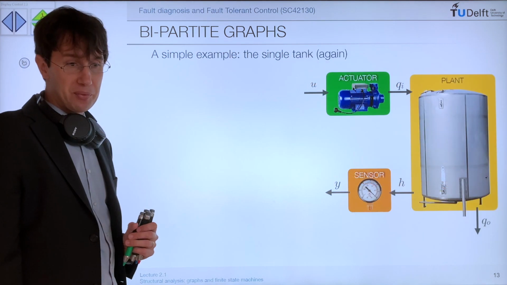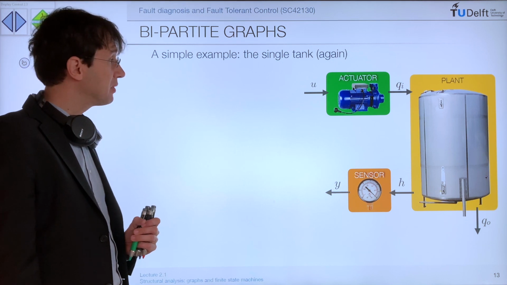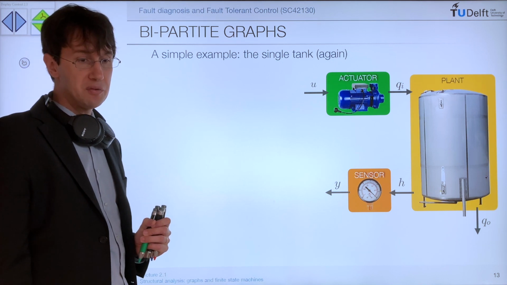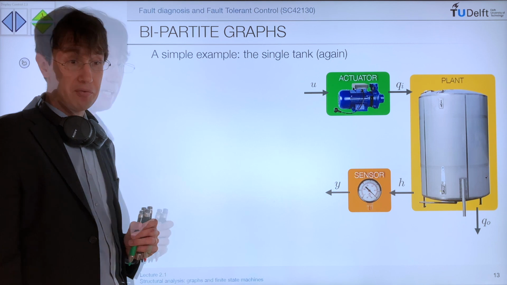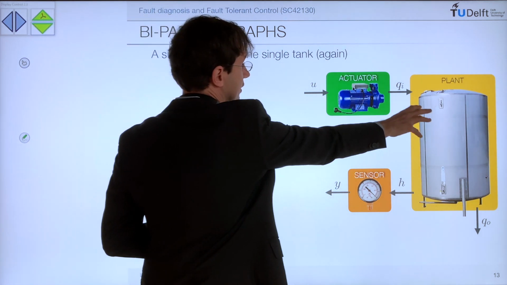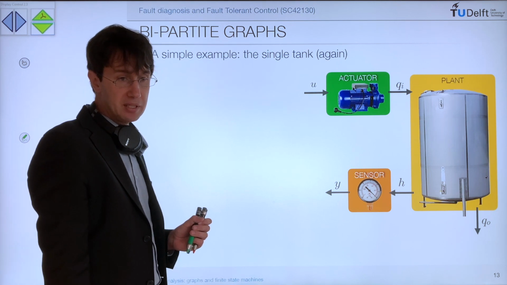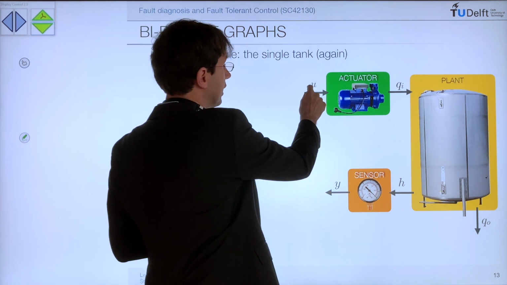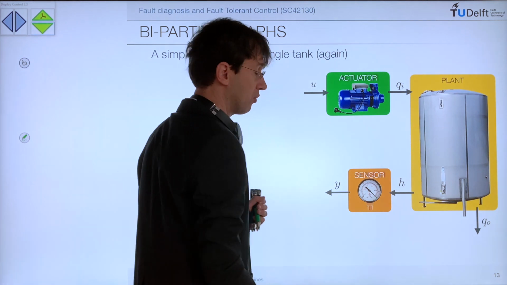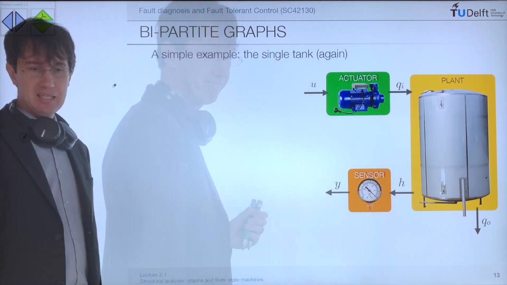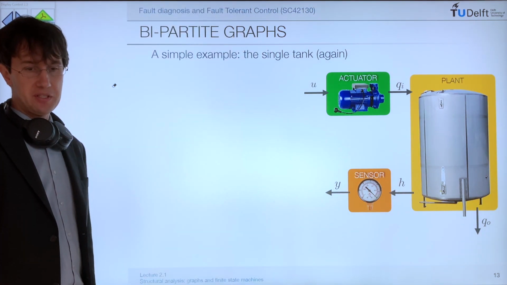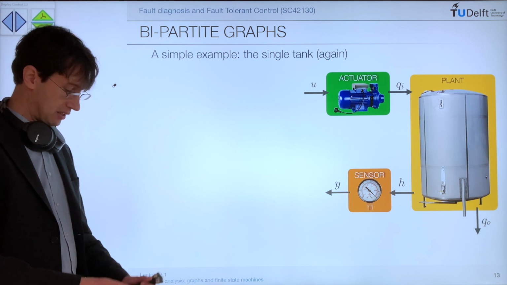The first example is about the simple tank system that we introduced before. So we have an actuator, the plant, and the sensor. The actuator is a pump, and given an input U, it is providing an inflow Qi. Let us write the equations of this example. And we start with the tank.